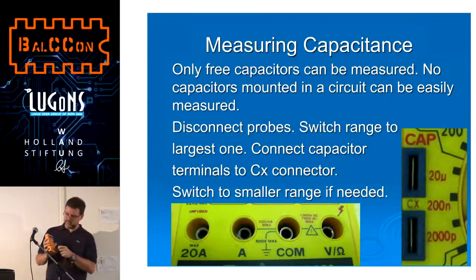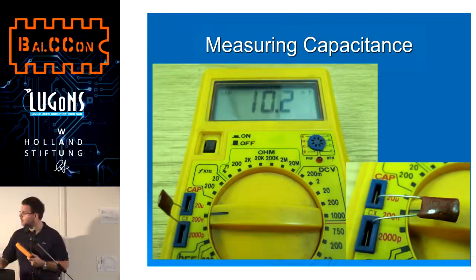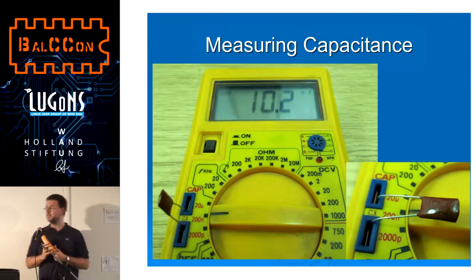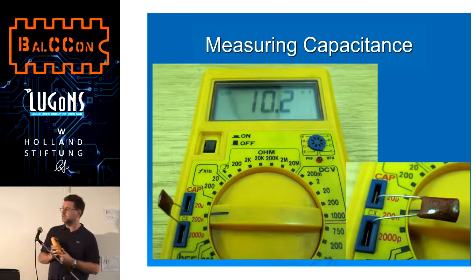Switch it to the capacitance range that you want to measure. Here a small 10 nanofarad capacitor is being measured, and it says 10.2 nanofarads, and that's okay, it's under specifications. If I'm going to measure a larger capacitor, like 1 microfarad, I'll switch to the next larger range of 20 microfarads.